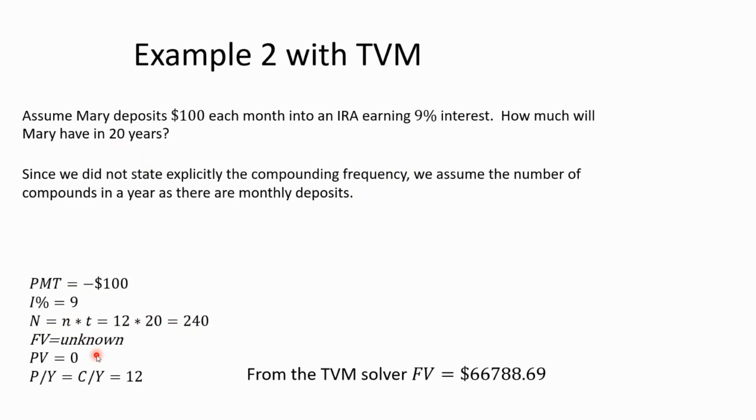We want to know how much she'll have 20 years later, how much she'll have in the future, the end result. So that's our unknown. There's nothing in the account to begin with. So PV is 0. There's no initial balance, in other words. And we said already that it's being compounded 12 times a year. These two are always the same, so they're both equal to 12.